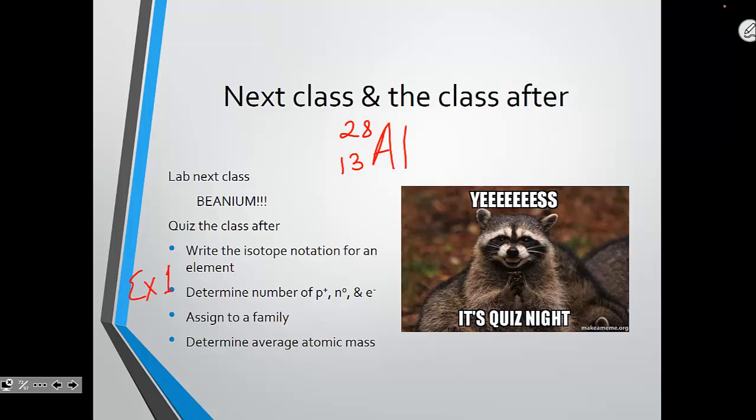You also will then have to assign an element, a fictitious element, to a family. Remember, that is from Unit 1. At the end of Unit 1, so Unit 1.3, I believe, we went over the families on the periodic table, Group 1 being alkali metals, Group 2 being alkaline earth metals, column 17 being the halogens, and column 18 being the noble gases. You need to be able to assign an element into one of those families. And lastly, you'll have to determine the average atomic mass, much like we did on page 16. As long as you can do all that, you will be ready for your quiz.